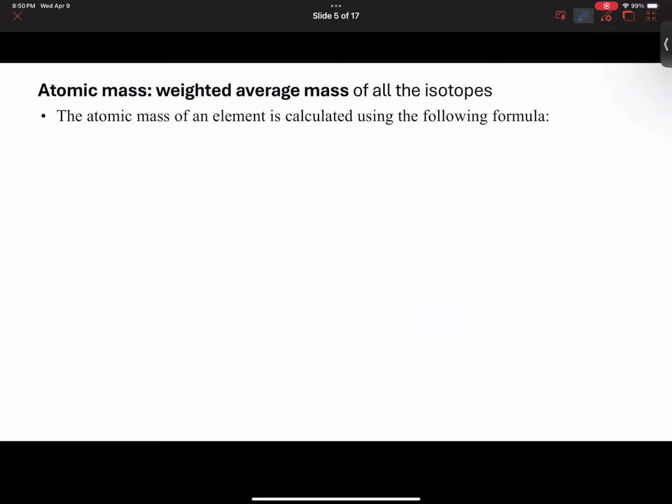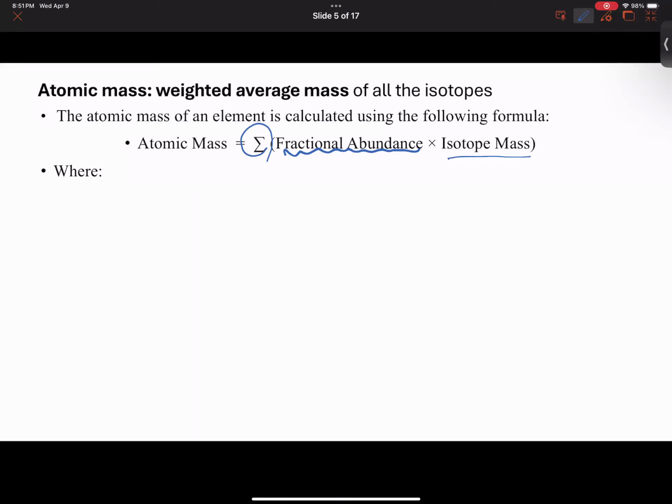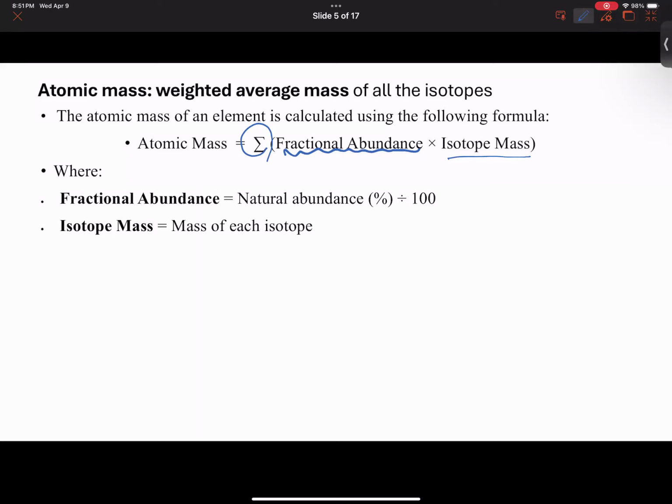Atomic mass is the weighted average of all the isotopes. So let's see the formula. Atomic mass is the sum of fractional abundance times isotope mass. Each isotope has a different natural abundance found in nature, and each has a different mass. So let's multiply these and add everything up. That is how we calculate the weighted average. Here, fractional abundance is natural abundance divided by 100, and isotope mass is given. This is all produced by a mass spectrometer. When you put a certain element into the mass spectrometer, it produces those data: isotope mass and natural abundances.